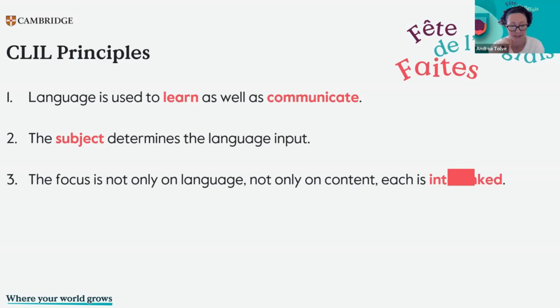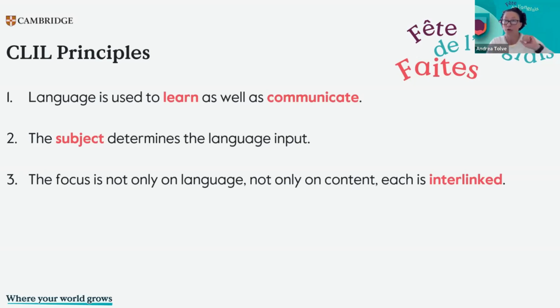And the third sentence: the focus is not, yes, you're getting great, Stephen, yes, interlinked. The focus is not only on language, not only on content, each is interlinked. So CLIL recognises that learners need to feel connected and engaged in the classroom, but when language and content are taught together in relevant and motivating contexts, it can lead to deeper learning. So CLIL isn't a method in itself, but it's a rich approach. It draws from these different approaches, different methodologies, really making it very learner-centered.